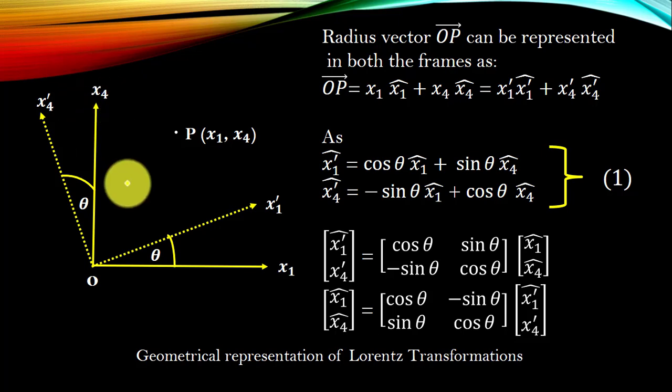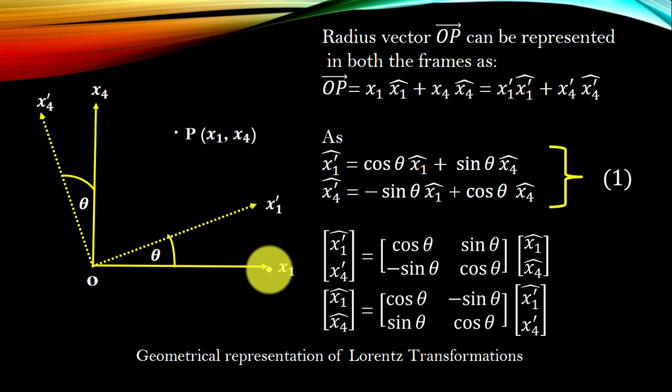So there is another frame of reference which is the x1 prime, x4 prime frame of reference, and this frame of reference is rotated through an angle theta with respect to the x1, x4 frame of reference. So here I am not saying that this frame of reference is moving. What I have considered are two frames of reference. One is the x1, x4 frame of reference and another is the x1 prime, x4 prime frame of reference, which is slightly rotated through an angle theta with respect to the x1, x4 frame of reference.